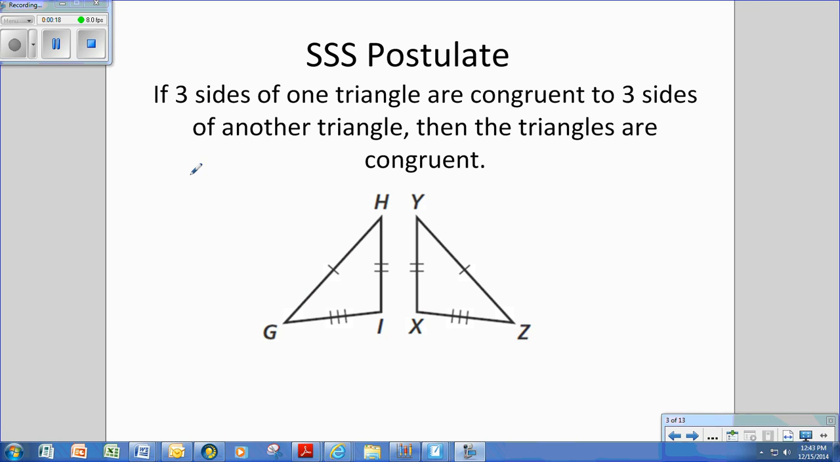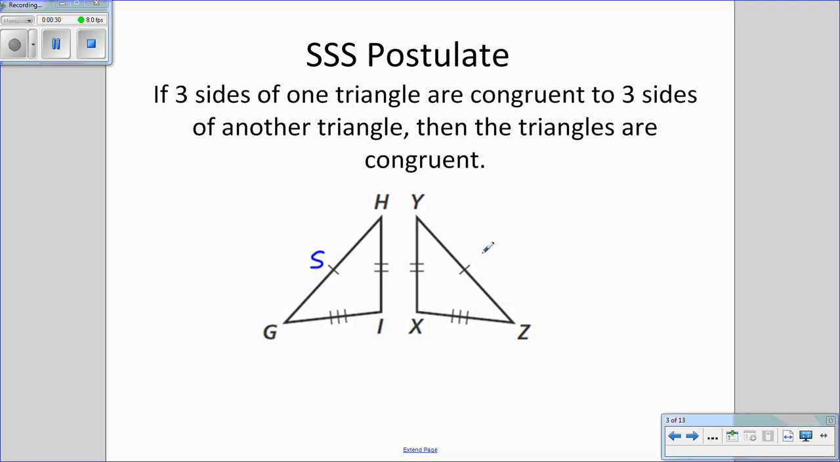And it states if three sides of one triangle are congruent to three sides of another, then the triangles are congruent. So you can see in triangle GHY and triangle ZYX, we have one pair of congruent sides, we have two pairs of congruent sides, and we also have three pairs of congruent sides. So these two triangles are congruent by side, side, side.